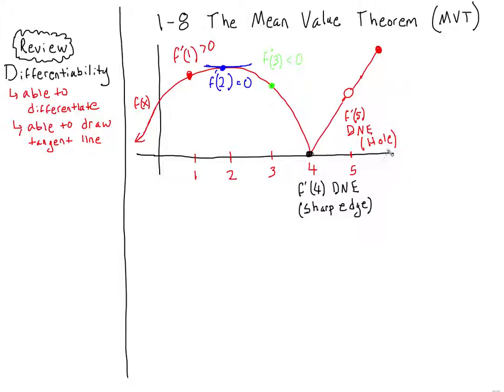All right, and then what about at 6? Let's do this in blue. So this point right here. F prime of 6. What is this? It's an end point. So DNE, endpoint. Beautiful. We remember from yesterday.